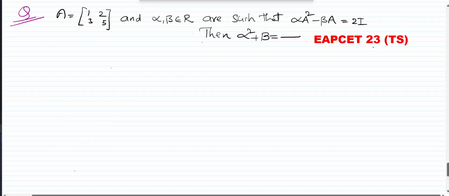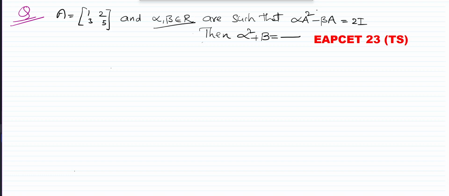This is the next question, EAPCET 23 TS. It is given that capital A is the 2 by 2 matrix 1, 2, 3, 5, and alpha comma beta belong to R such that alpha A square minus beta A is equal to 2I. Then find the value of alpha square plus beta. Here, first find A square.